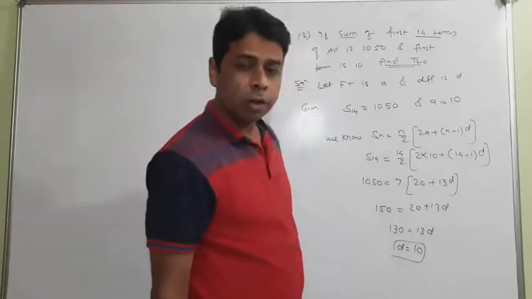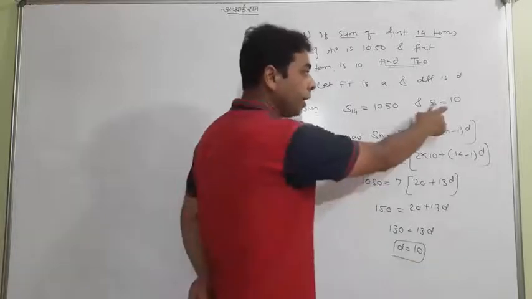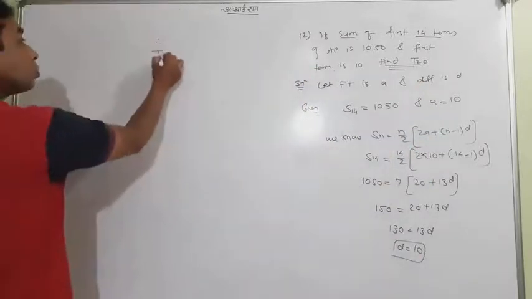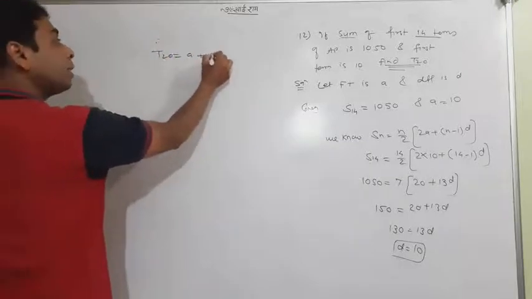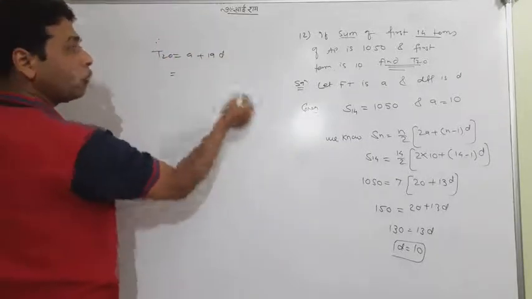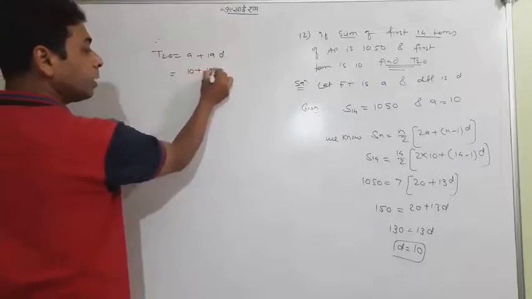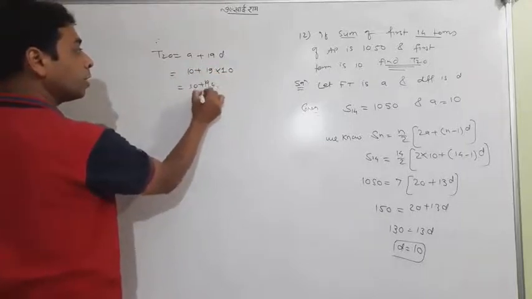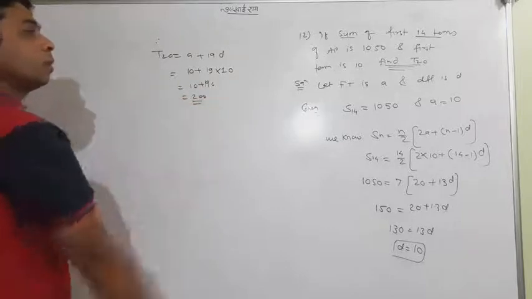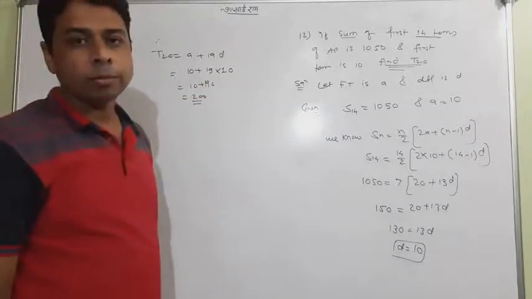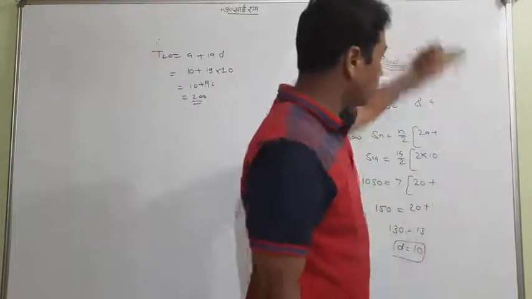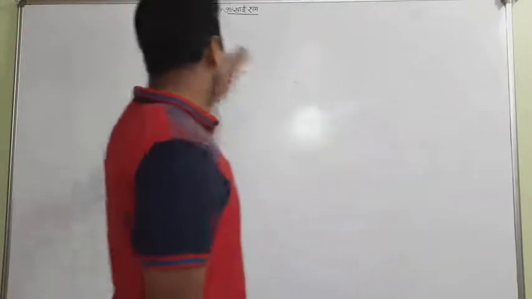You have got D. And after getting A and D, what do we find out? T20. So T20 means A plus 19D. Put in the value of A, and D is 10. So 19 times 10 is 190, and overall it is 200. That is the answer for T20. So it is very simple. Whatever is given, use it and get your answer, students. Okay, let's look at some more questions.